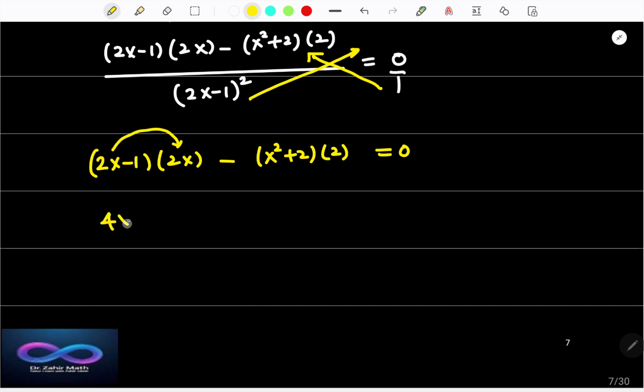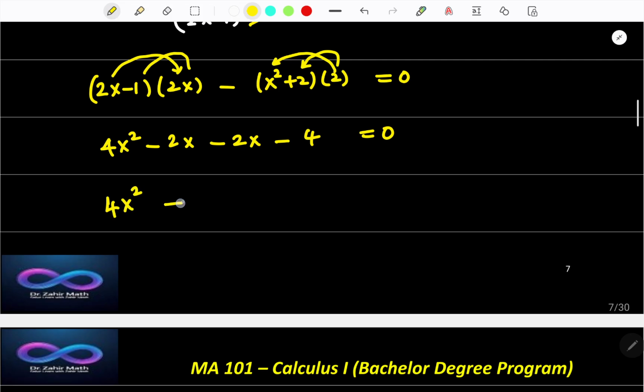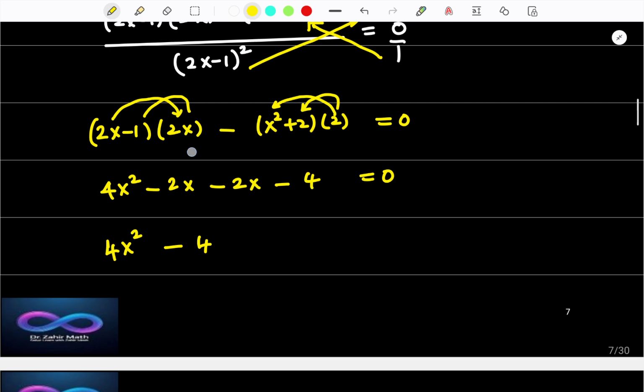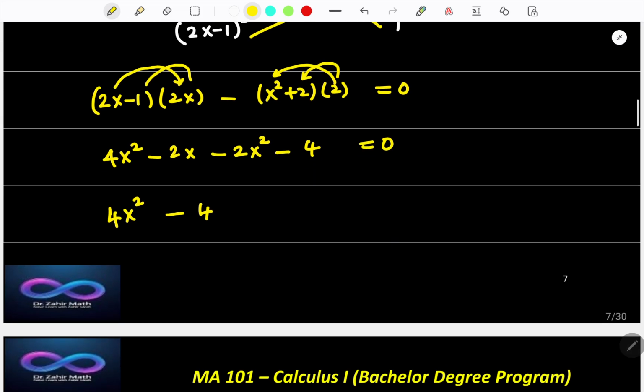2x into 2x, which is 4x square, minus 1 into 2x, minus 2x. And then minus 2 times x square, and then minus 2 into 2 is 4, equal to 0. So 4x square minus 4x, right? 4x square or 2x square? I made a mistake. 2x into 2x is 4x square, and then minus 2x. This is 2 into x square is 2x square. Thank you. Right. So it is 2x square minus 4. Now we are going to simplify this: 4x square minus 2x square, which is 2x square. There is no like term for this one, so it stays alone, minus 2x, and then minus 4 equal to 0.